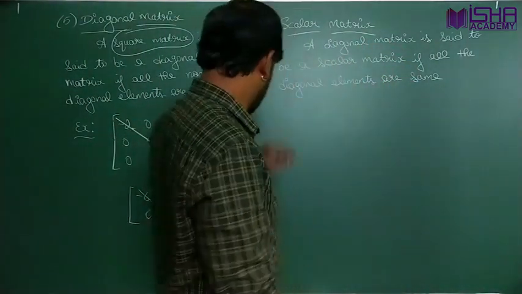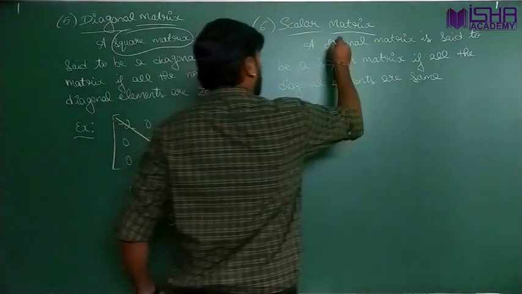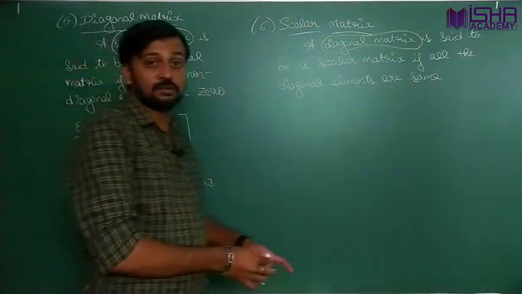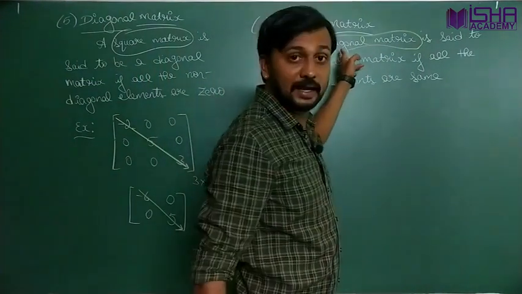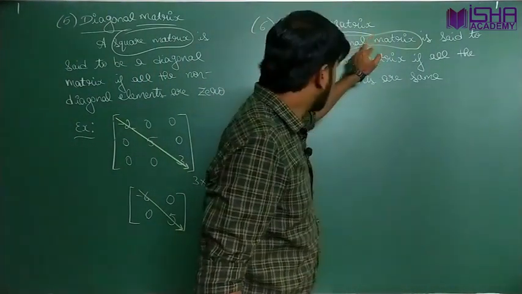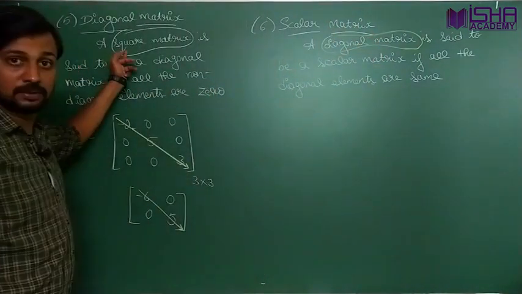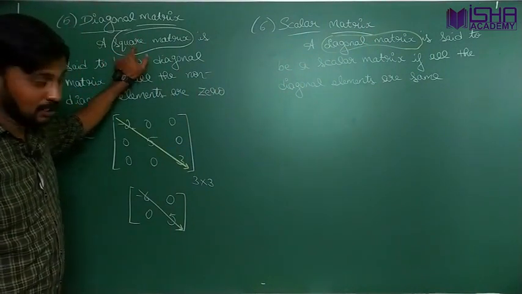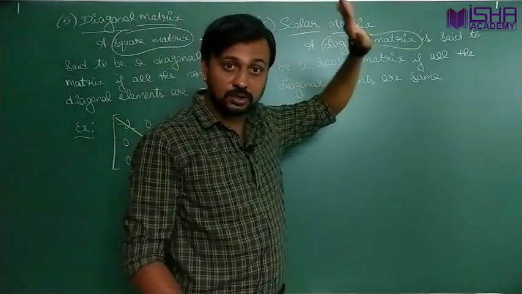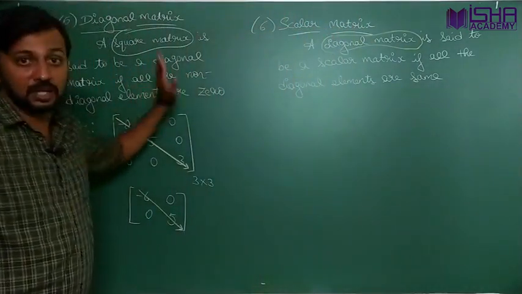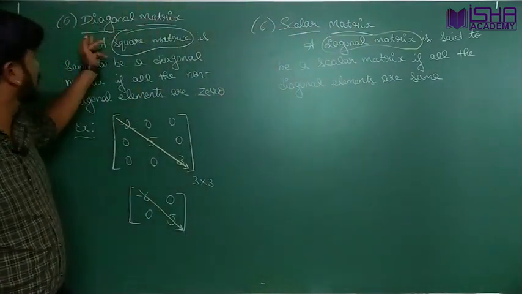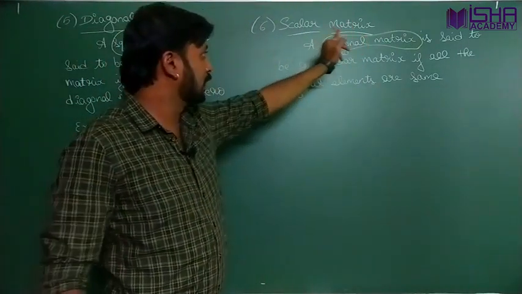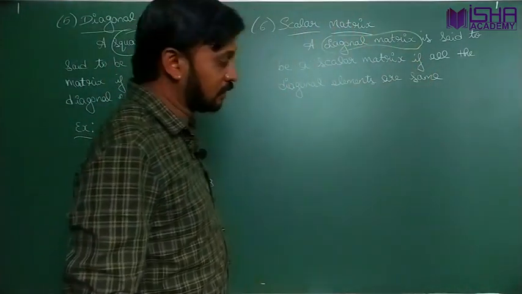Here, what did we write first? First you have to note this. For a scalar matrix, what should it be? First of all it should be a diagonal matrix. And for a diagonal matrix, what should it be? Yes, it should be a square matrix. So there is an interconnection. That is why we write the types of matrices in this order: first square matrix, next diagonal, and after that scalar matrix. For this to be a diagonal matrix it must be a square matrix.